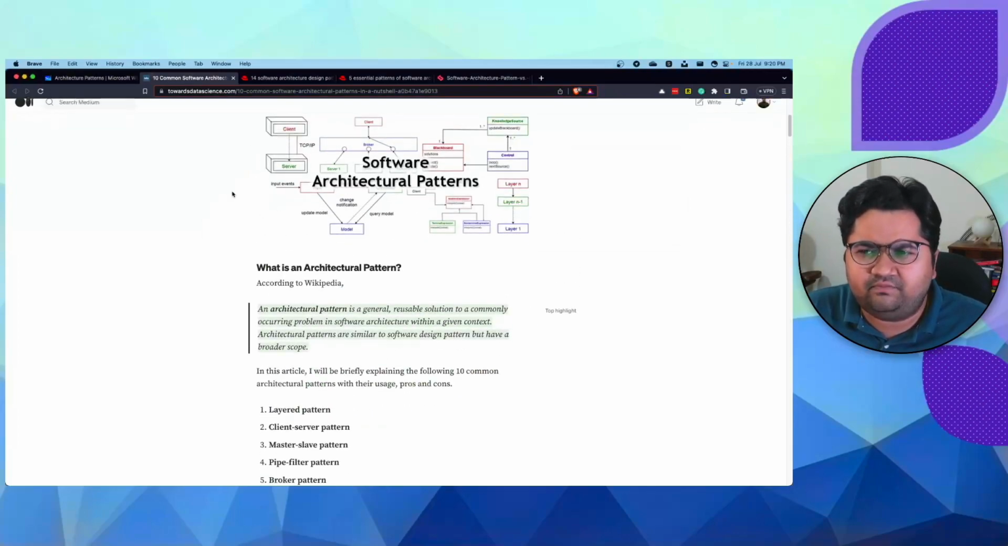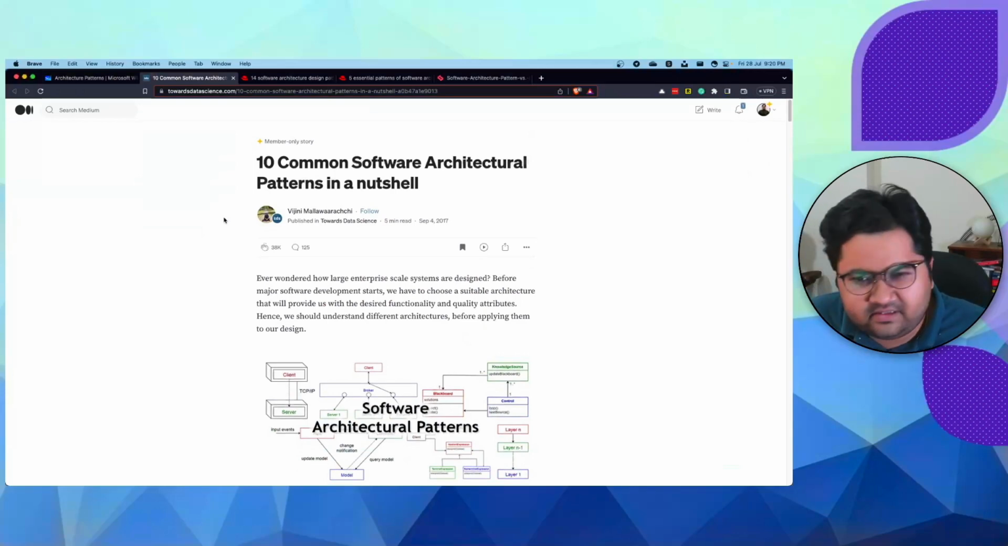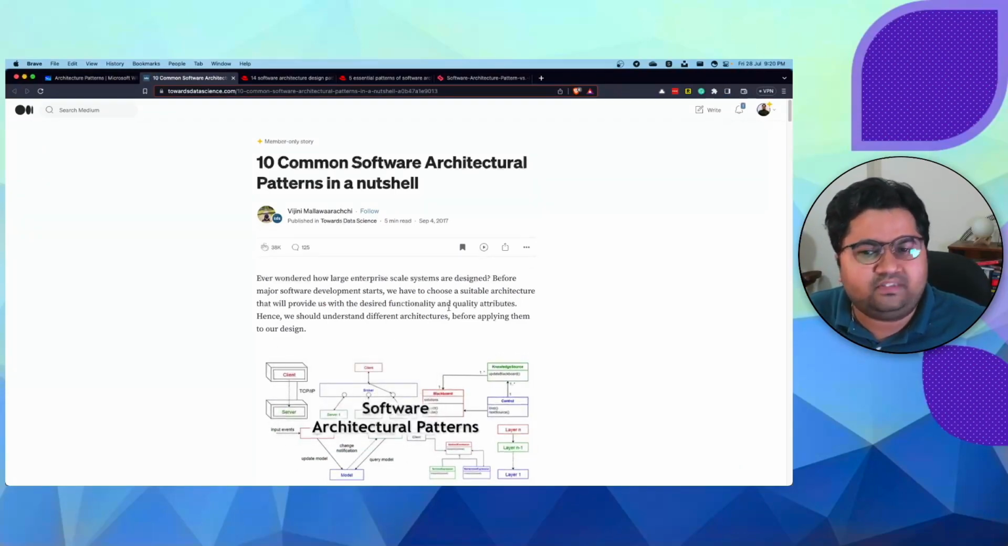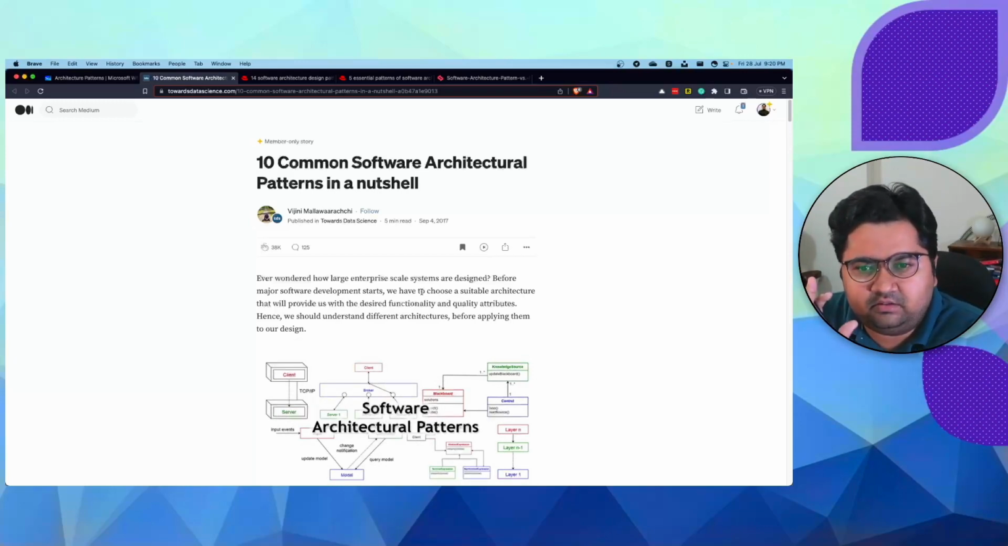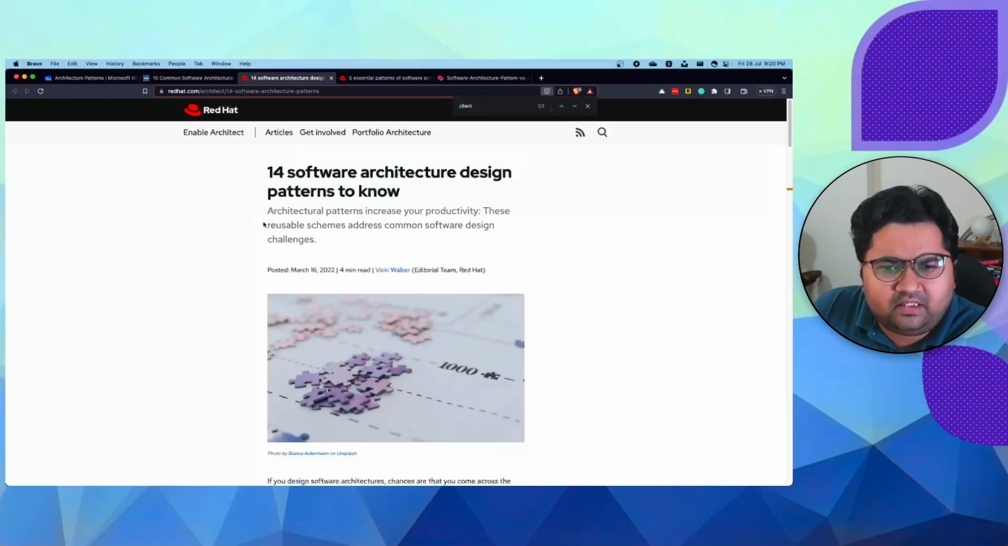This is the first. This is a really old article written somewhere in 2017, but it talks of 10 common software architecture patterns in a nutshell. We are not going to take a look at this article. I'll probably do a whiteboarding session. This is usually a good reference point. It has quite a good 38,000 claps also. Let's just add to that. So yeah, that's one.